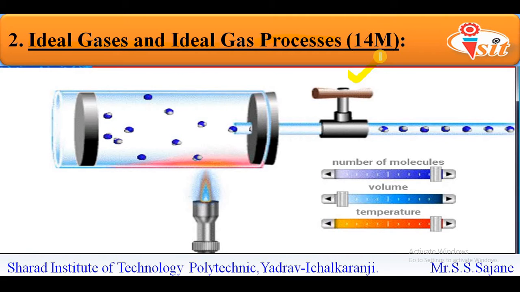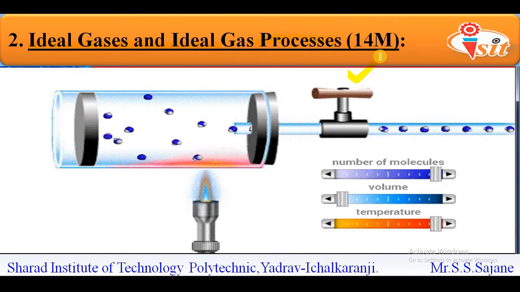We will see several points from this chapter, such as the concept of ideal gases, the difference between ideal gases and real gases, as well as several gas laws such as Boyle's law, Charles' law, Avogadro's law, or Gay-Lussac's law. And after this we will see the several ideal gas processes such as isobaric, isochoric, isothermal, as well as isentropic and polytropic process.